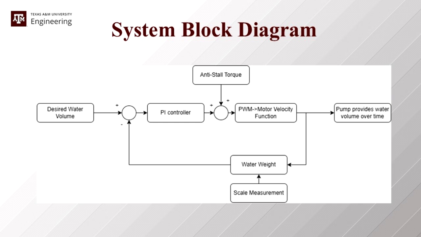The combined effort of the PI controller and the stall torque is turned into a PWM signal, using a function that converts motor velocity into a PWM signal, which is then pushed out so it will cause the pump to provide water volume over time to the system. Meanwhile, there's also a feedback loop where the scale measurement is used to determine how much water is currently inside of the primary tank, and that is used to correct the output of the PI controller.